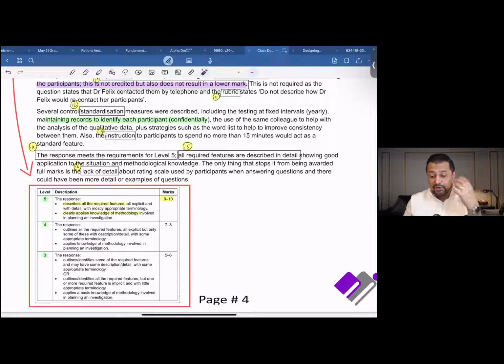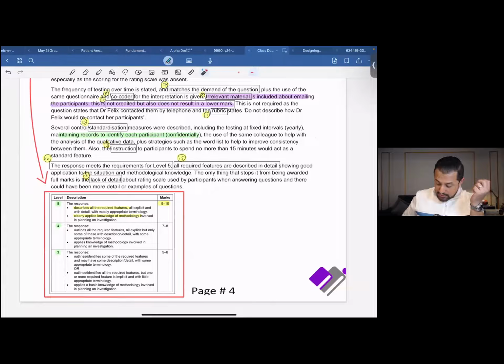The next might not take that long. The third one, I've said this twice at least, the more you put your pen to paper, the better you'd keep on getting, right? So the only thing that stops it from being awarded full marks is the lack of detail about the rating scale used by participants when answering questions. And there could have been more detail or examples of questions.